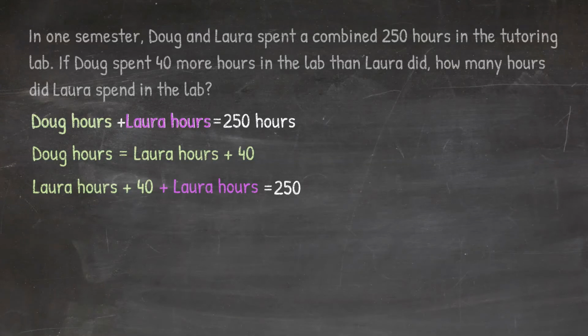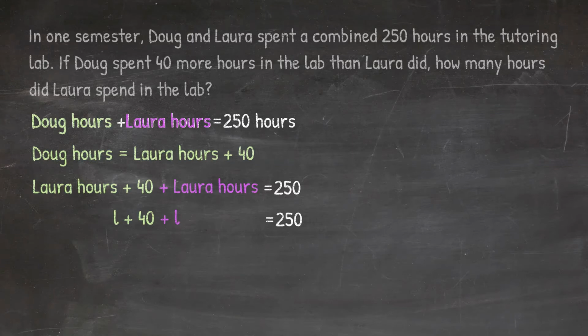Let's replace the long wording of Laura hours with just a letter L. And what we get is L plus 40 plus L equals 250. And L plus 40 represents the number of hours Doug spent in the tutoring lab, because if L is the number of Laura hours, then Doug's is 40 more.